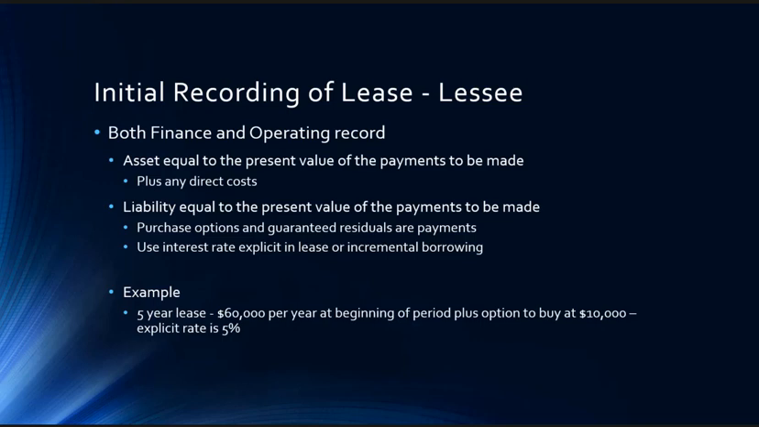Now, purchase options and guaranteed residuals are considered payments. So if you were looking at what payments we need to take the present value of, you look at the lease, you say, okay, each year or each month I make this payment, and then at the end of the lease period I have a purchase option, or I have a promise, a guaranteed residual. That means we're going to give back the asset, but we guarantee that it's going to be worth a certain amount. Those are all considered payments.